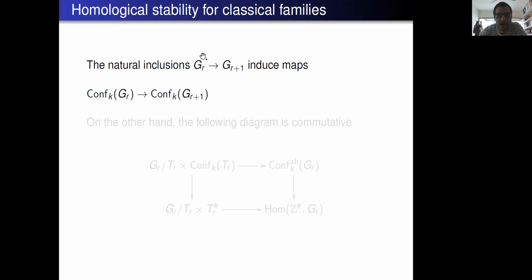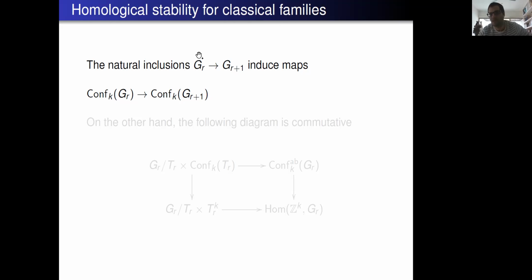Anyway, this G_r is going to be the unitary group U(r), SU(r+1), or Sp(r). The notation only indicates the rank of the group. Okay, so these are all groups of rank r. And these classical families, each of the groups fits inside the next.